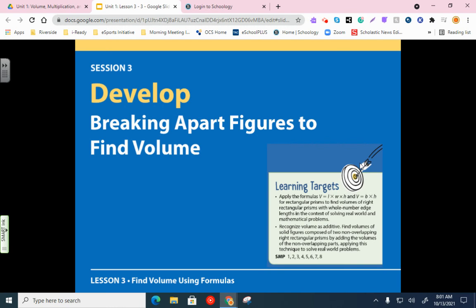All right, we're moving on to part three of lesson three. It's called breaking apart figures to find volume. These are rectangular prisms that have basically been glued together, and we have to find the volume of each part that's been glued together. I've got some examples here to show you what I mean.